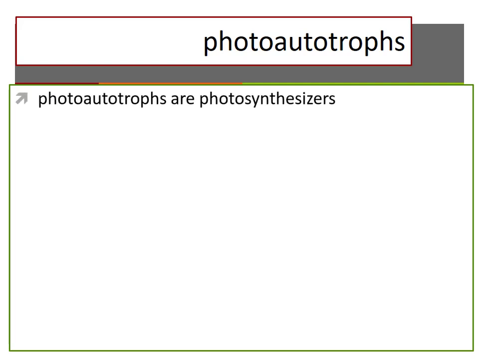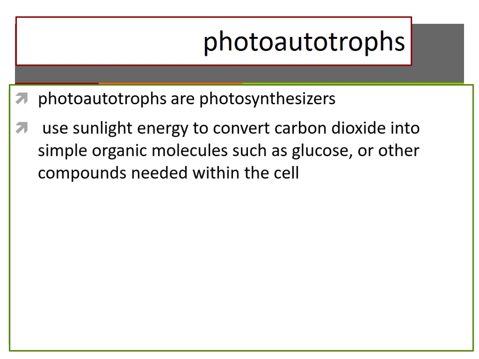So let's talk about each one of those groups just briefly. Photoautotrophs. What's a photoautotroph? Where do they get their carbon from? They make it themselves from carbon dioxide. Where do they get their energy from? Sunlight, right? So these are our photosynthesizers. These guys are going to use the energy from sunlight to turn carbon dioxide into sugar and other things that they can use within the cell. So they still require sugar, but they are going to build that sugar themselves using energy from sunlight, right?